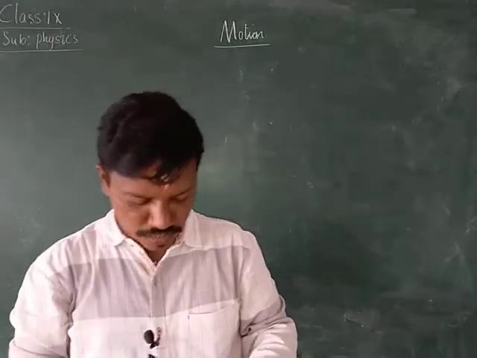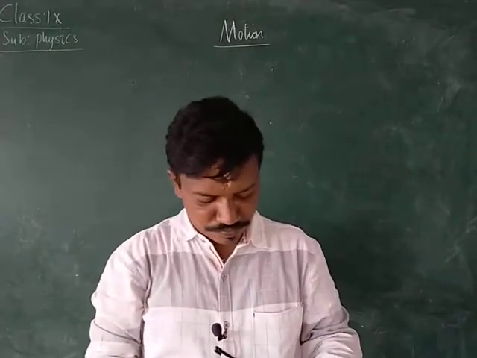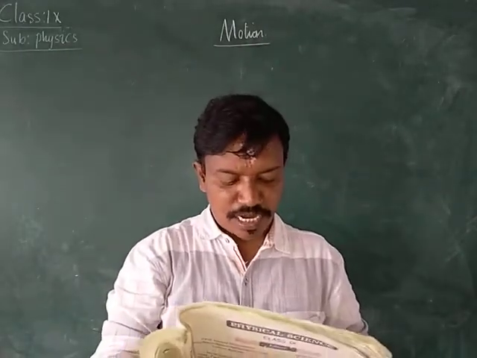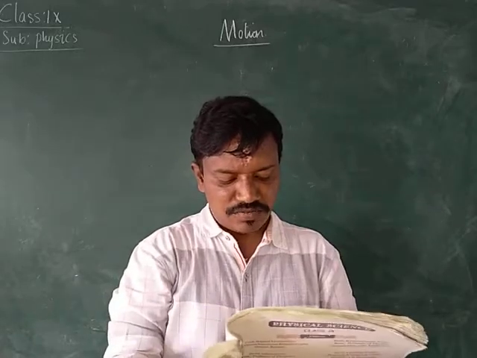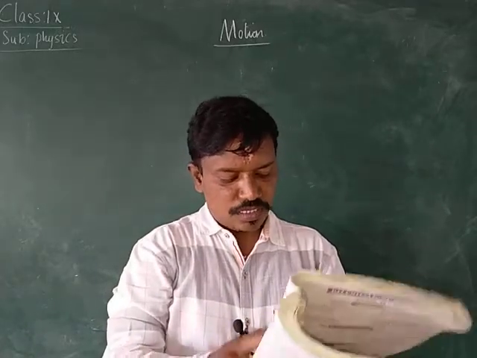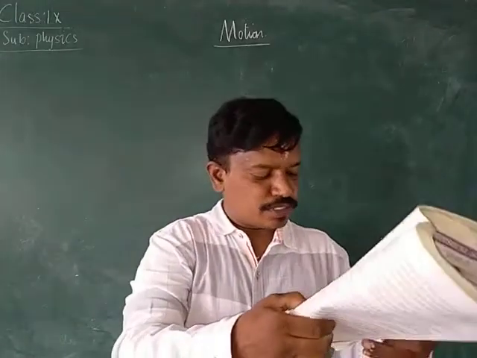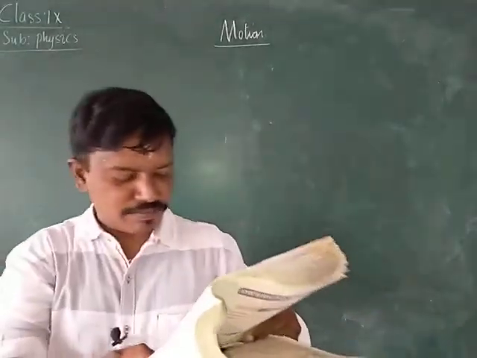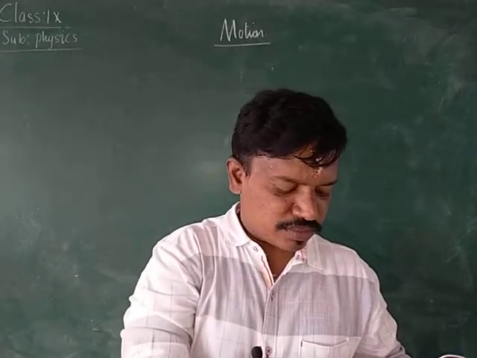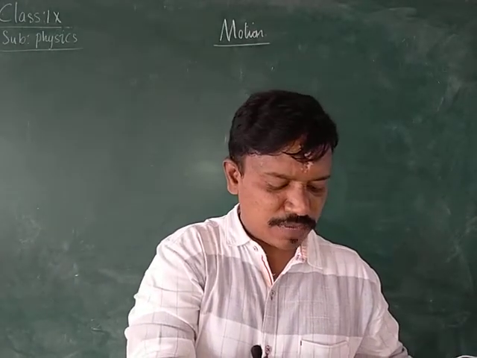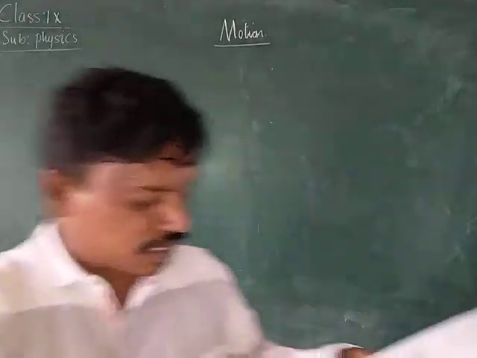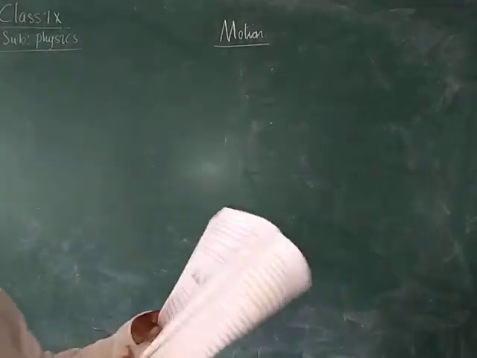Just look here. That is the 14th problem. A man is 48 meters behind a bus which is at rest. The bus starts accelerating at the rate of 1 meter per second square. At the same time, the man starts running with a uniform velocity of 10 meters per second. What is the minimum time in which the man catches the bus?